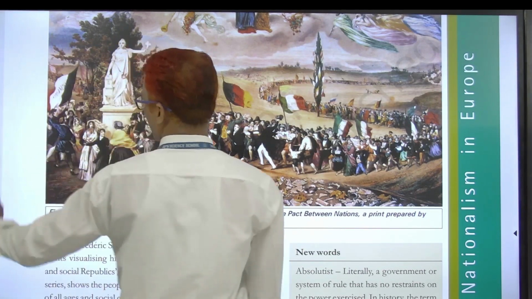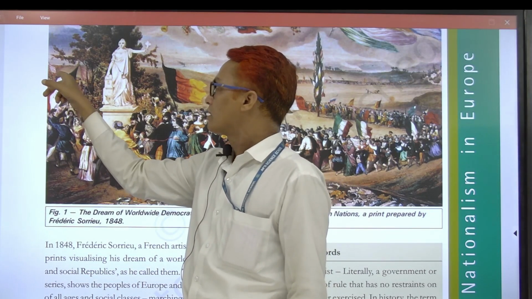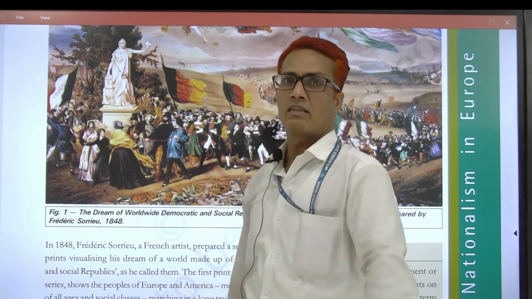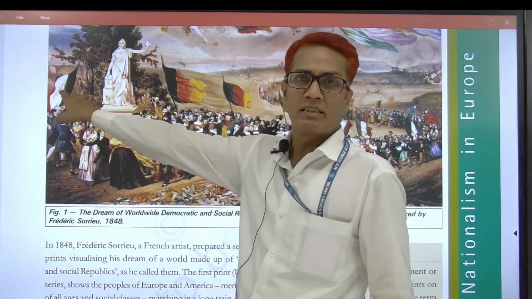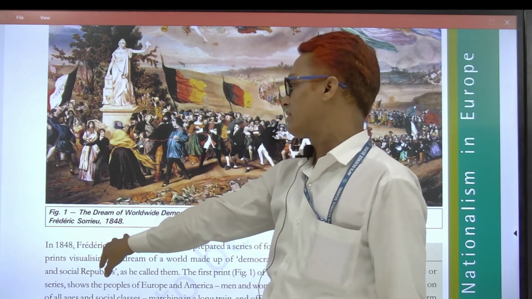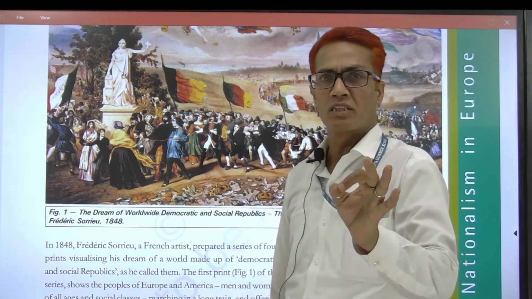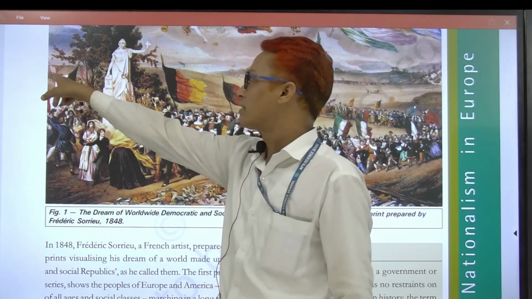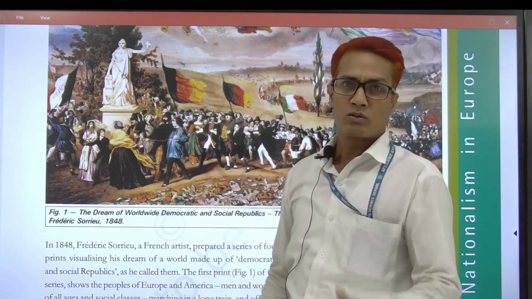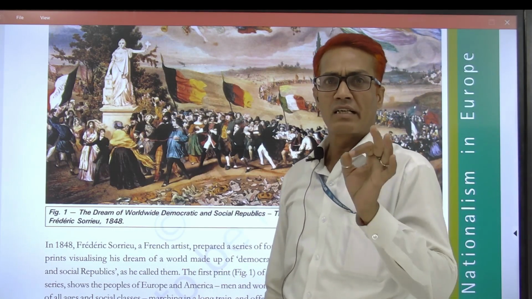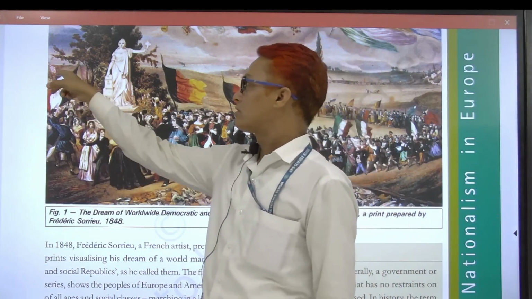At the beginning of this scenario, from the first place, you can see the flag of America, USA. You already know that USA got freedom, or independence, on 4th July 1776, and that painting was made in the year 1848. So the artist, painter Frederick Sorrieu, was very well aware of the independence of America. The first flag is the American flag. After that, the second flag is the Switzerland flag. These two countries were at that time a symbol of nationalism, or nation state.